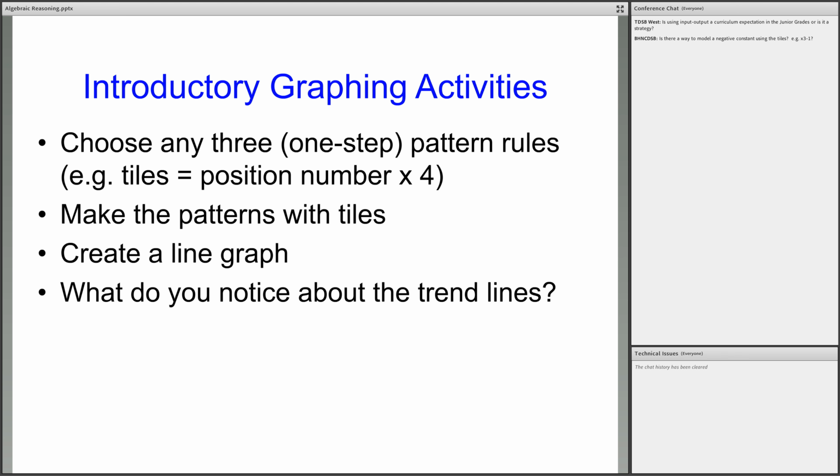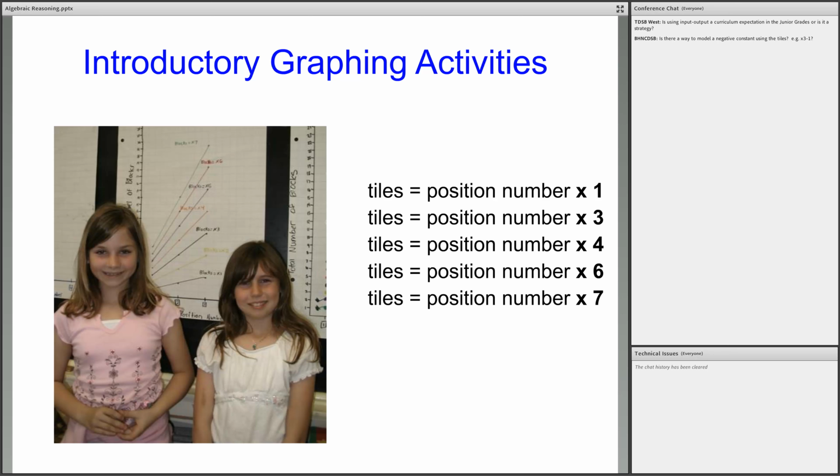So when we're introducing these graphing activities, we do it very concretely. We ask kids to choose any 3 pattern rules that only have a multiplier, to make the pattern with the tiles, and then to count the number of tiles at each position and make a dot on the graph. And then we ask them to think about what they notice about the trend lines. So this is what, in the background, you can see. These girls were very ambitious. They didn't just choose 3 rules, they chose multiple rules. And we have a conversation about what they see, like what does the trend line for tiles equals position number times 1 look like compared to a ×7 rule.